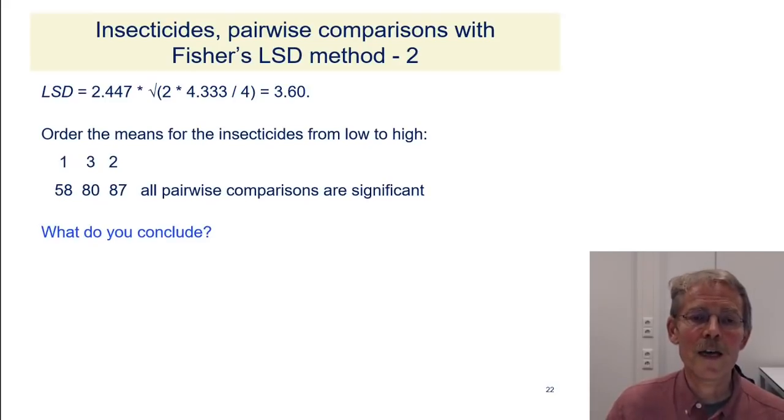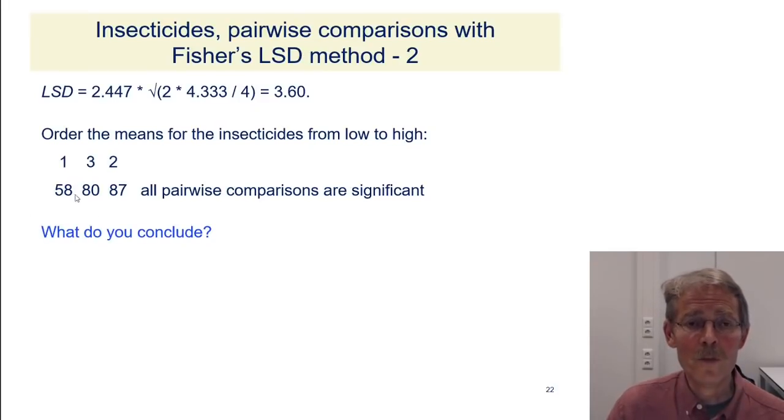Now here you have the 3 means. The order from low to high is 1, 3, 2. We always order, and you start on the left and you add the 3.6, and do you exceed the 80? No, you don't. So these are further apart than 3.6 and significantly different. You go to the next one, compare with this one, also significantly different. So all pairwise comparisons are significant here.